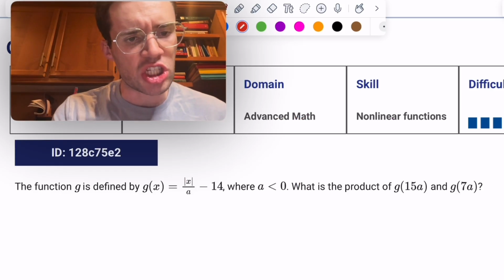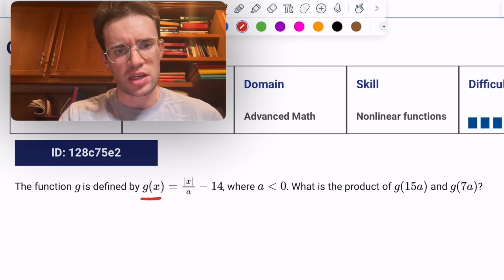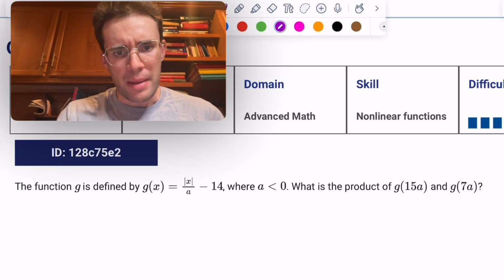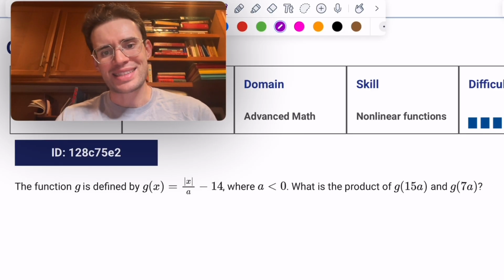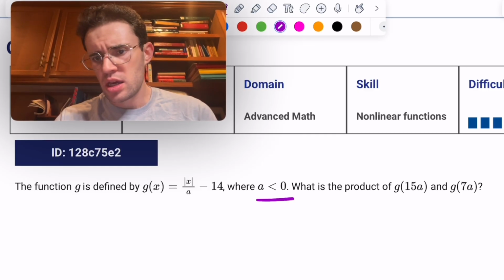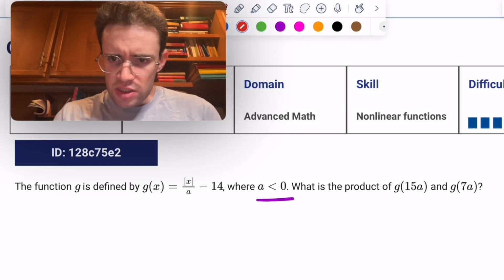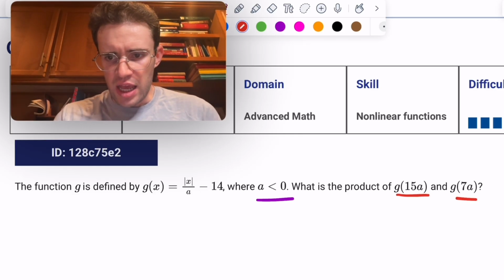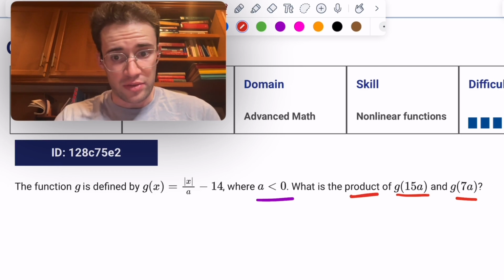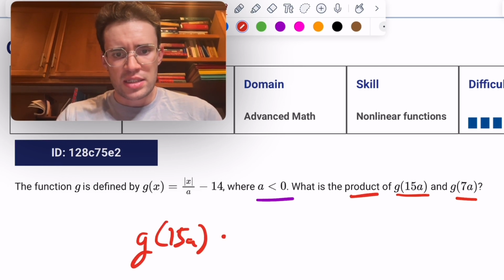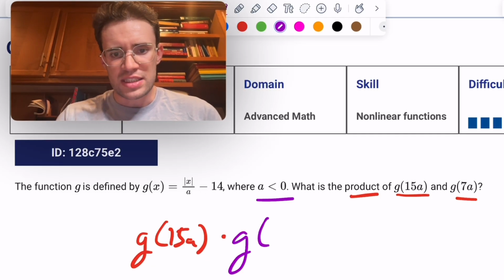The function g is defined by g of x equals the absolute value of x over a minus 14, where a is less than 0. So a is a negative number. What is the product of g of 15a and g of 7a? So let's just first write this out. G of 15a and g of 7a, and we want the product of those two. So we're trying to find g of 15a times g of 7a.